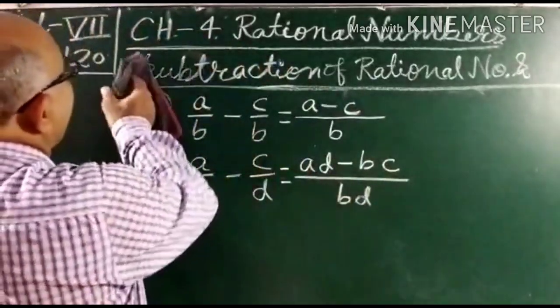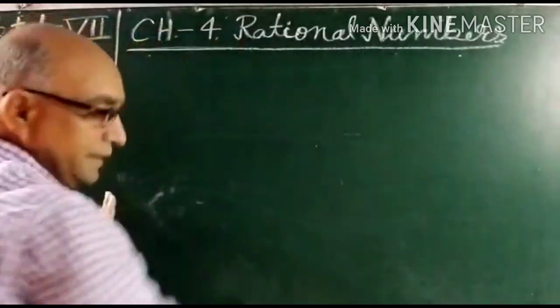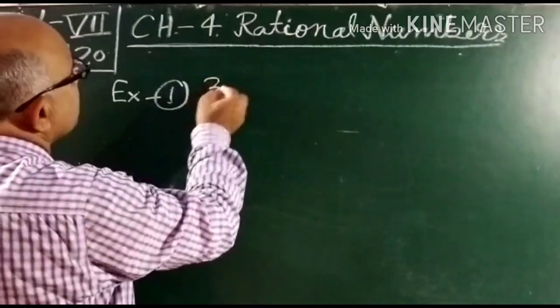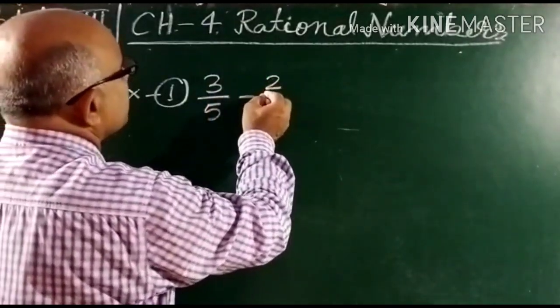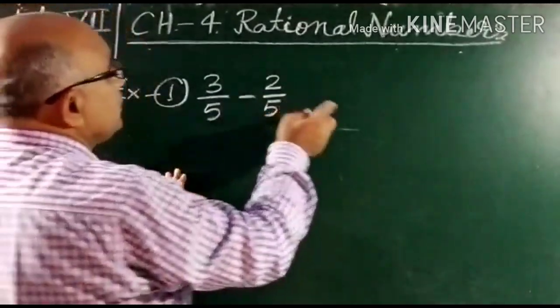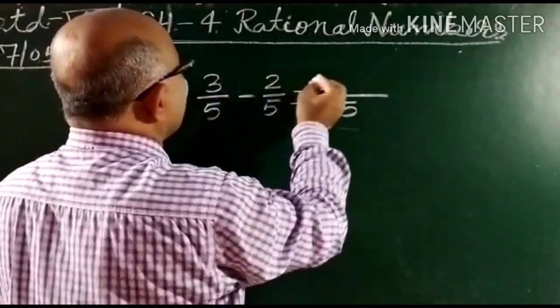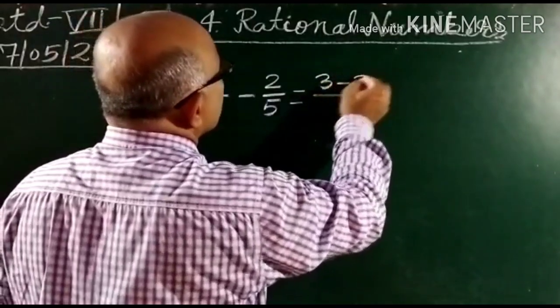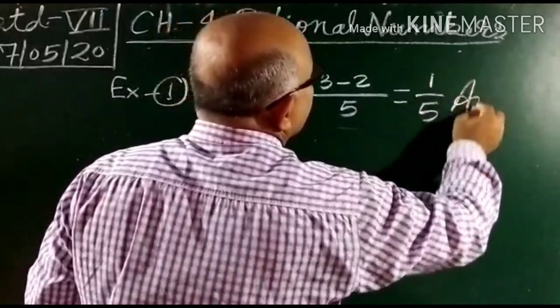Now, examples of this type of subtraction. Example 1: 3/5 minus 2/5. Here the LCM is 5. The numerator is 3 minus 2, 3 minus 2 equals 1, so the answer is 1/5.